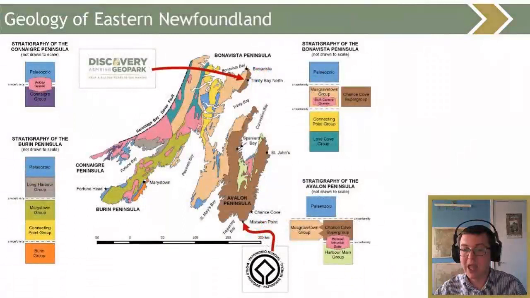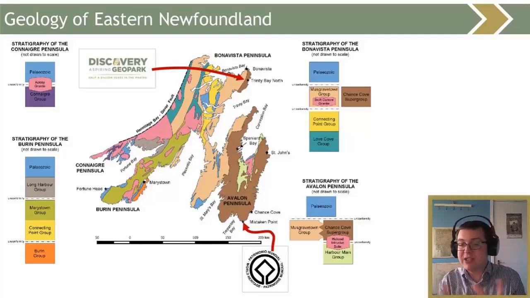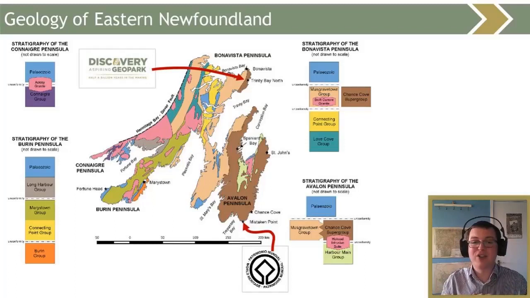And we're going to zoom in now to the geology of eastern Newfoundland. So specifically the Avalon Peninsula, the Burin Peninsula and the Bonavista Peninsula. All you need to take away from this is there is a lot of geology there. There's a lot of colour. And if there's lots of colour on a geological map, it usually means there's a lot of geodiversity.